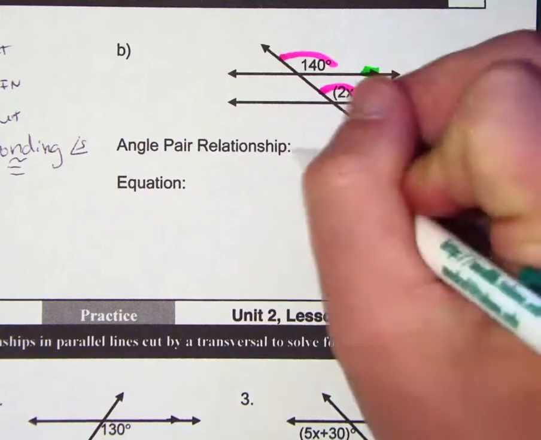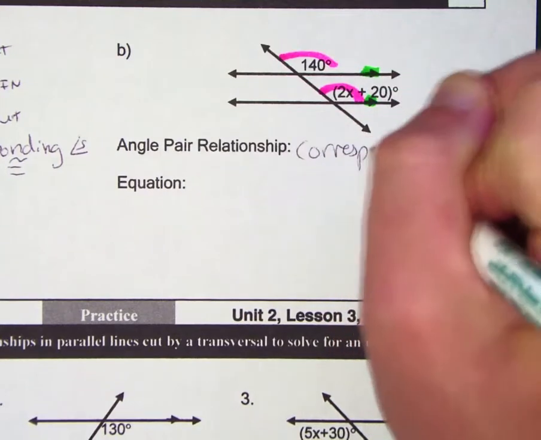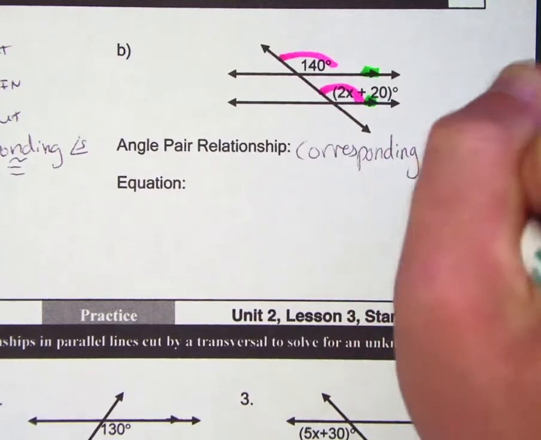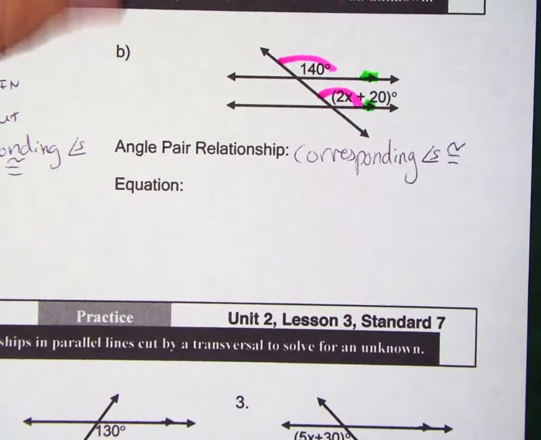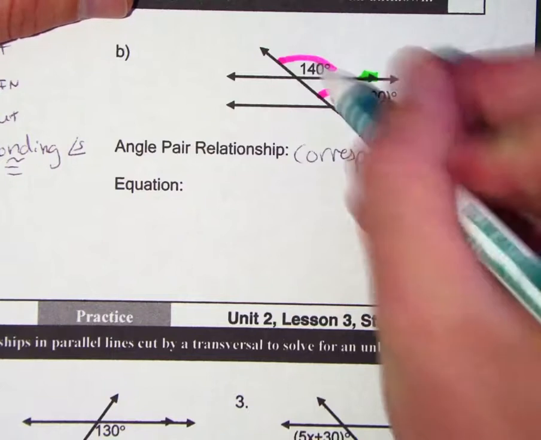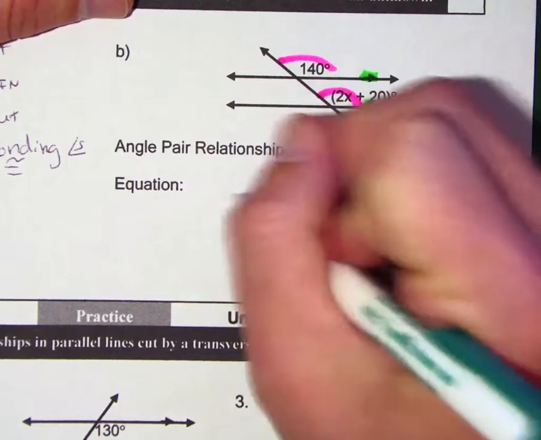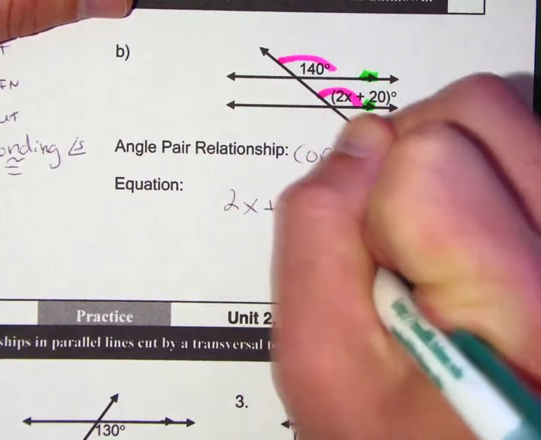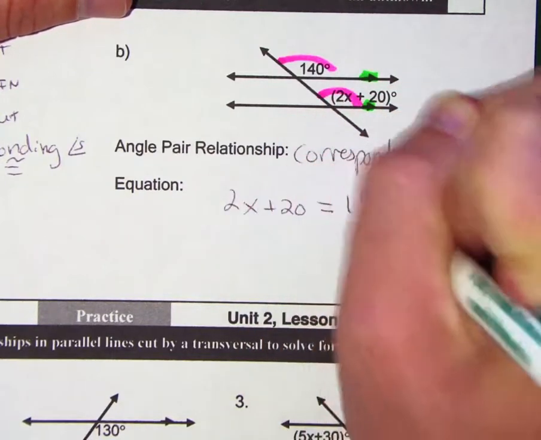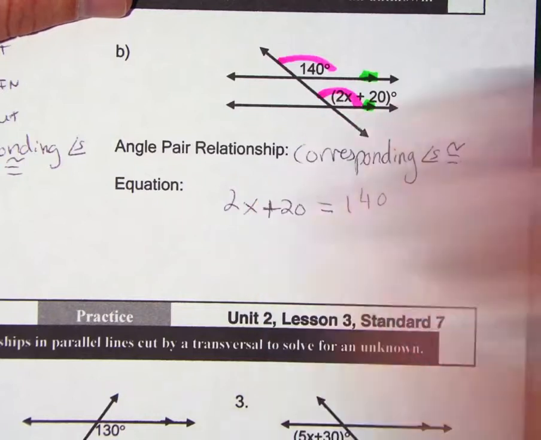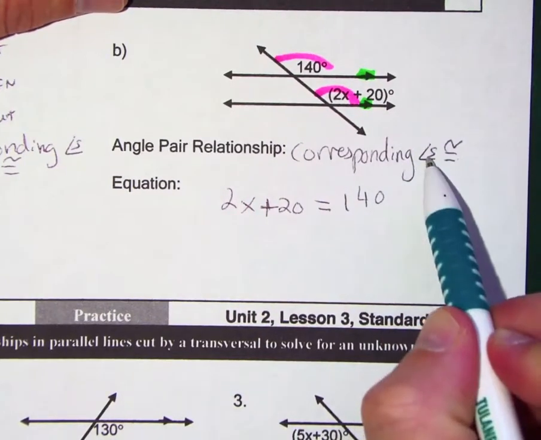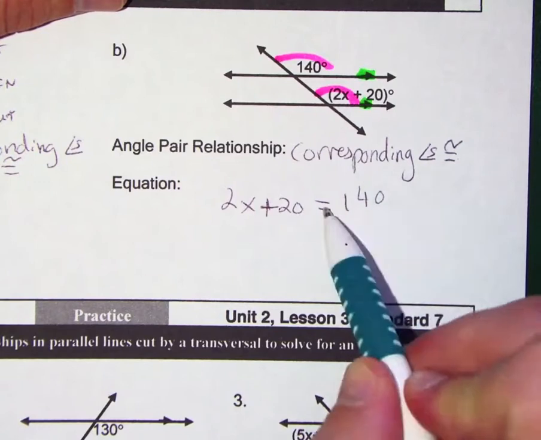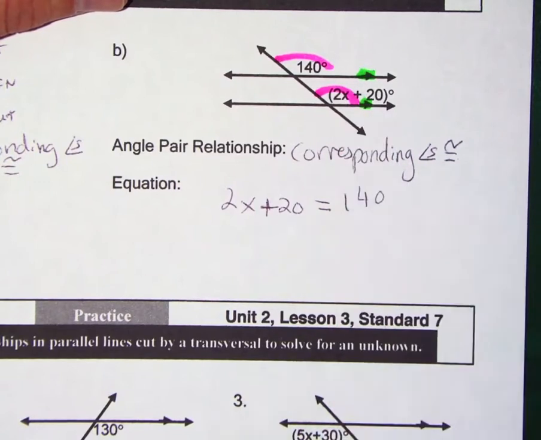So I have corresponding angles again. They're congruent when the lines are parallel. They're not congruent when they're not. And the equation is going to be the same thing. They're congruent. So I'm going to say 2x plus 20 is equal to 140. That's the key. What's the relationship? Corresponding angles. What's the equation? They're going to be equal, okay, because they're congruent when the lines are parallel.